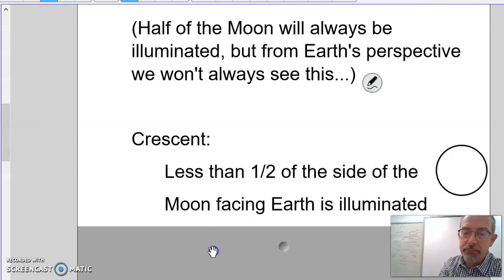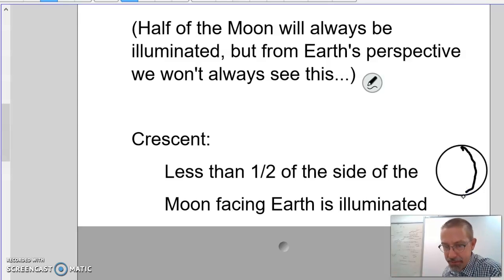So if we have a crescent moon, it means that less than half the side of the moon facing Earth is illuminated. At any given point, guys, half of the moon is illuminated. It's only the portion that is facing Earth. So I could draw this crescent moon on either side. I'm going to draw it on the right-hand side here for a second.